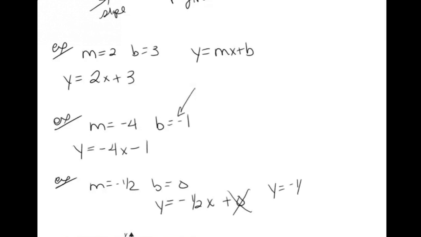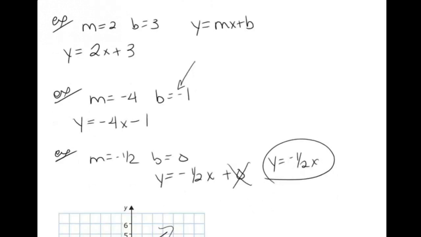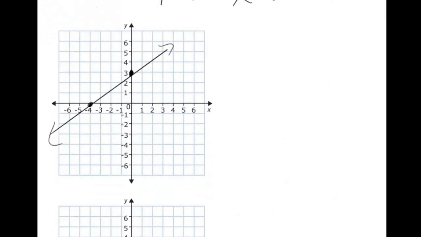Okay, one more for you. M equals negative a half and b equals 0. What do you do then? Y equals negative 1/2 x. Now you could put 0 to start, but I want us to get to a place where we don't have to add plus 0. That your answer is simply negative 1/2 x. Okay? We understood if there's nothing out there that that's 0. Easy so far, right?